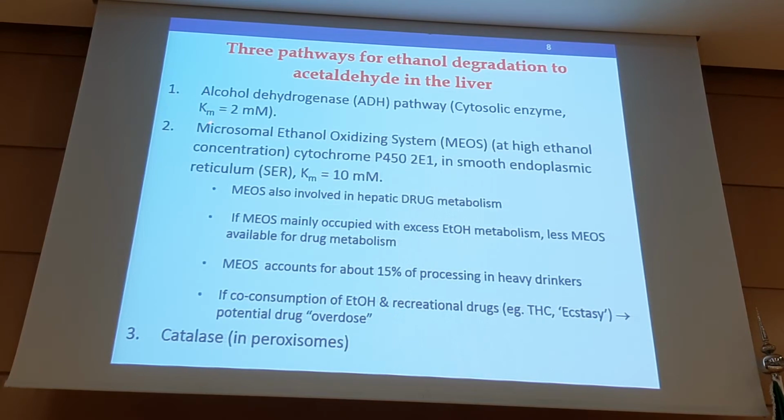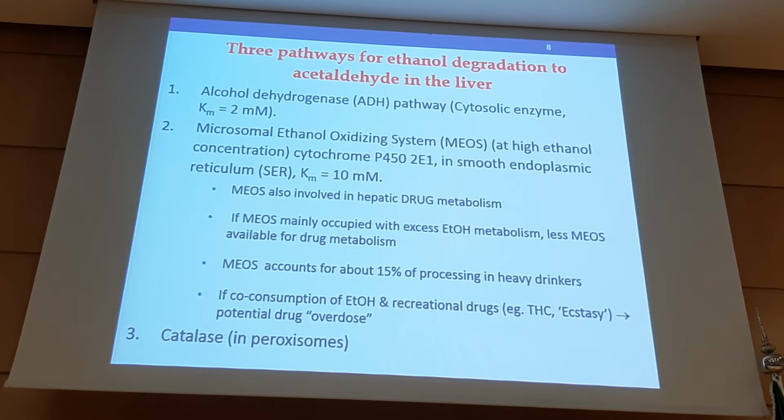If you notice here where I said Km equals 2 millimolar, Km equals 10 millimolar. What is Km? Enzymology. Michaelis-Menten constant, you didn't have it, right? No. Okay. Basically, it is the substrate concentration needed for 50% activity of the enzyme. This time the substrate is ethanol. So you need 2 millimolar ethanol to get 50% activity of the ADH. You need 10 millimolar of ethanol to reach 50% activity of the MEOS. Which tells you that the MEOS system needs a higher concentration of ethanol.